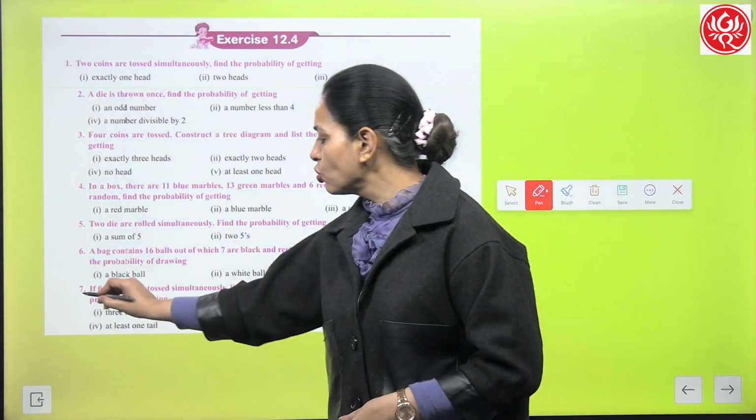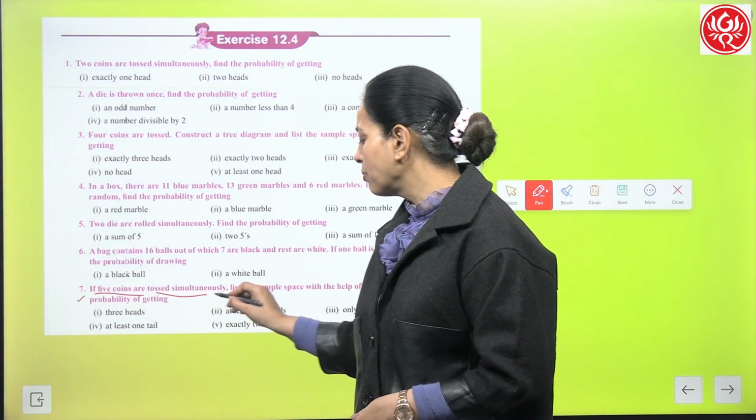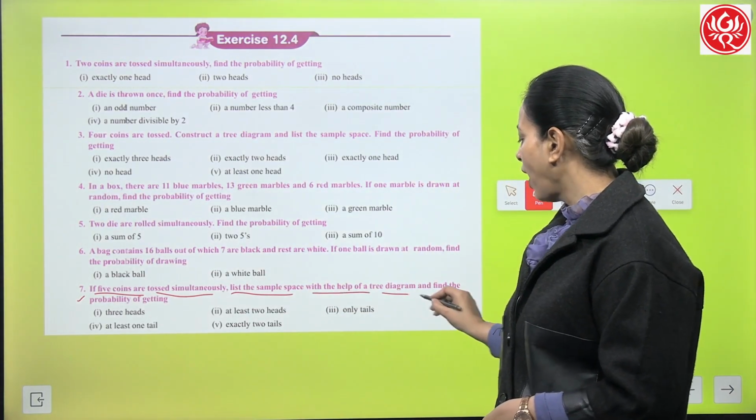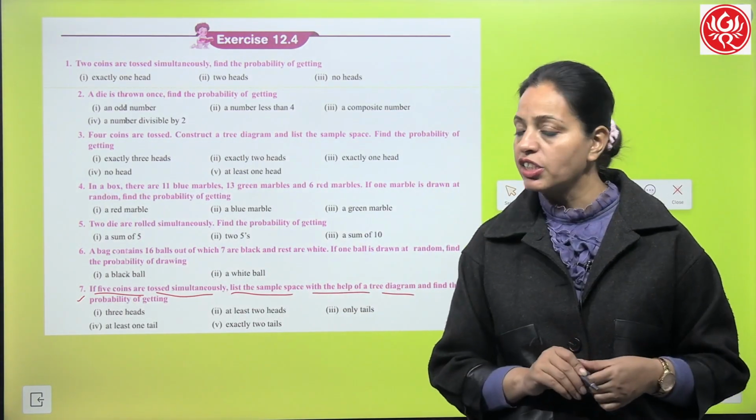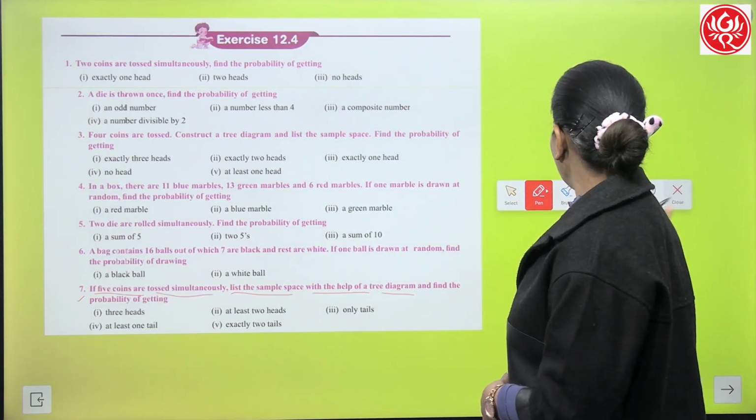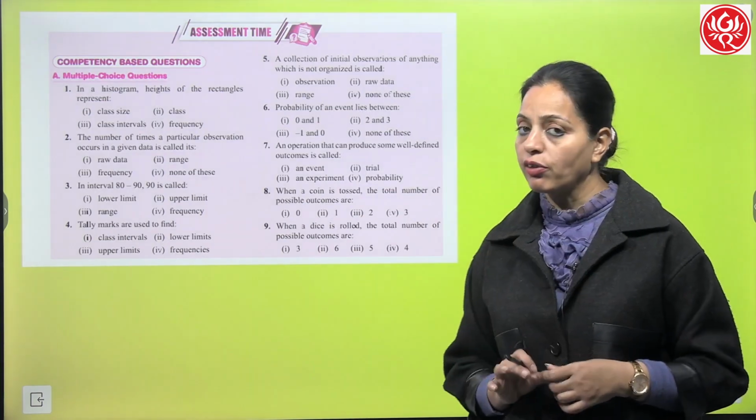Like here, the 7th question: if 5 coins are tossed simultaneously, list the sample space with the help of a tree diagram and find the probability of getting. So you can try this one on your own. Very simple, very easy and very interesting.